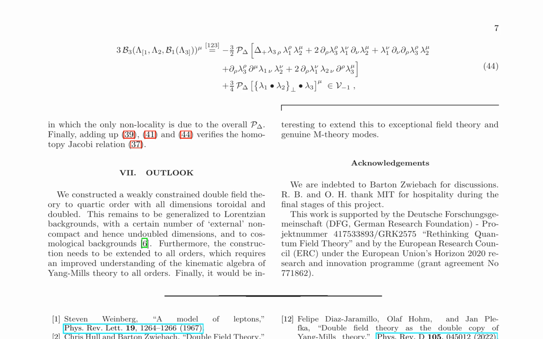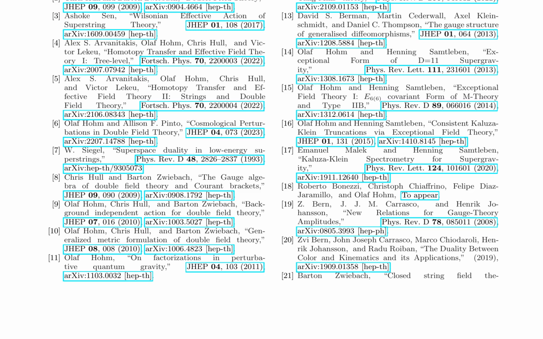The paper discusses the development of a weakly constrained double field theory to quartic order, with all dimensions toroidal and doubled. This theory is based on homotopy transfer and effective field theory, which allows for the construction of a gauge-invariant double copy of Yang-Mills theory. The key result is the emergence of a homotopy-Jacobi identity, derived from the kinematic algebra of Yang-Mills theory. This identity is crucial for understanding the gauge structure of double field theory, which follows from Yang-Mills theory.